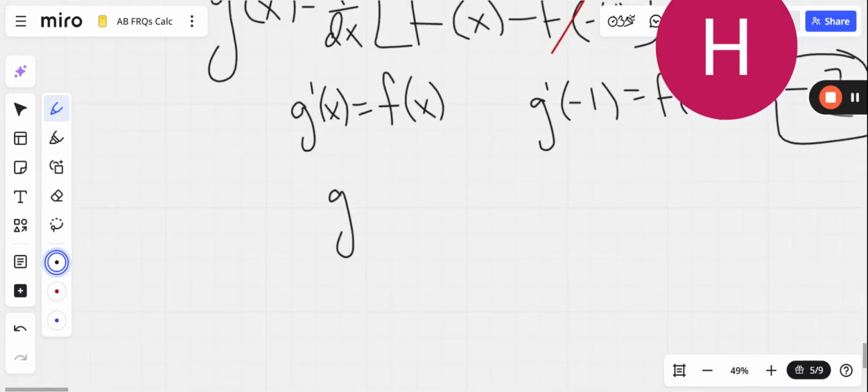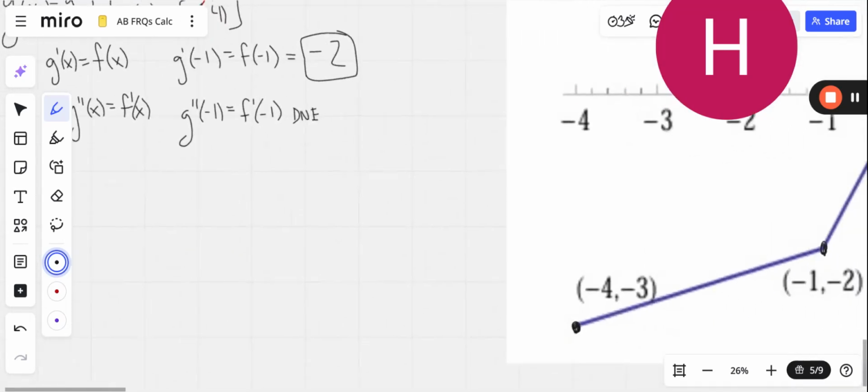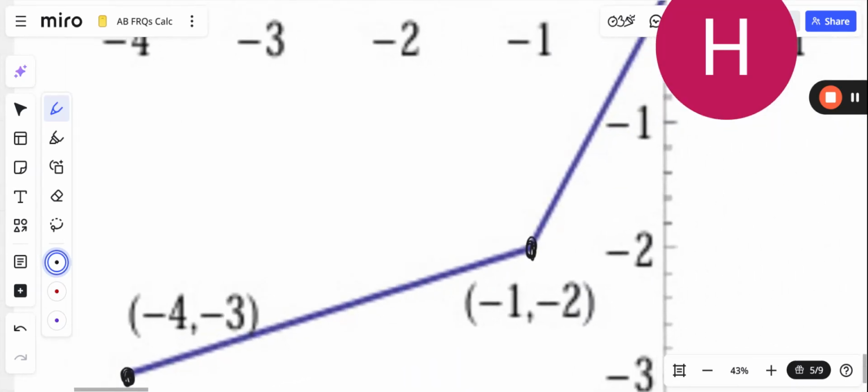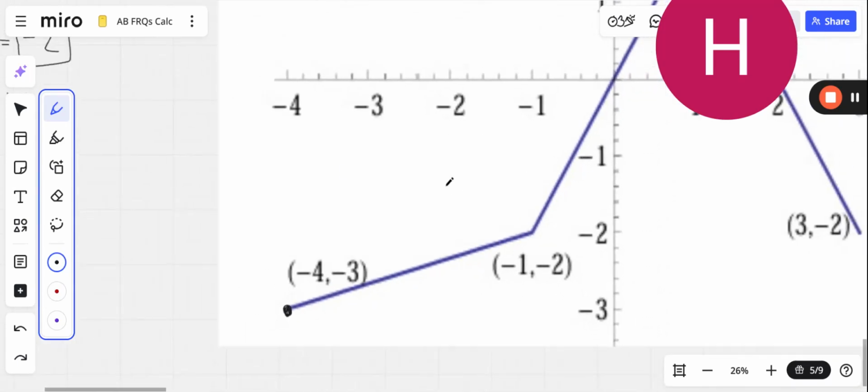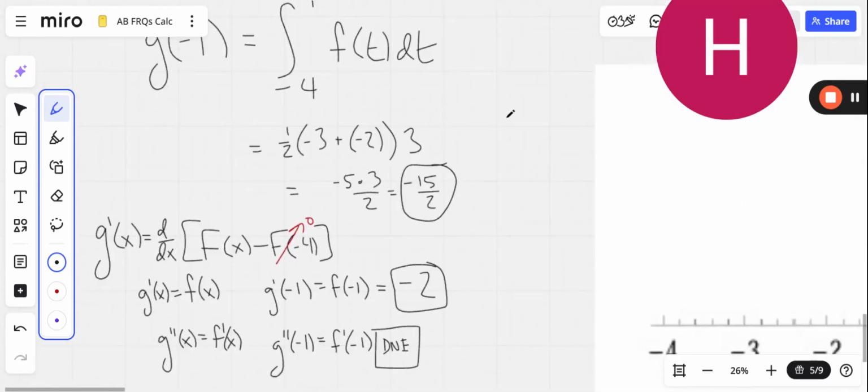Okay, and of course g double prime is therefore the derivative of f. g double prime of negative 1 equals f prime of negative 1, which does not exist. Right? There's no slope at negative 1 because there's a sharp corner there. So there's no tangent slope. In other words, the derivative of this graph is not continuous at x equals negative 1. So those three formulate our answer for part A.